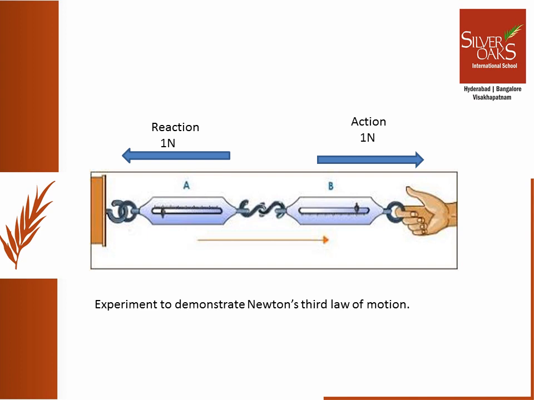Then balance A pulls balance B with an equal and opposite force, that is reaction force, of 1 Newton. Since both the spring balances show the same reading of 1 Newton, we can say that the action force and reaction force are equal in magnitude. And since action force is acting towards east and reaction force is acting towards west, we can say that action and reaction forces are opposite in direction.